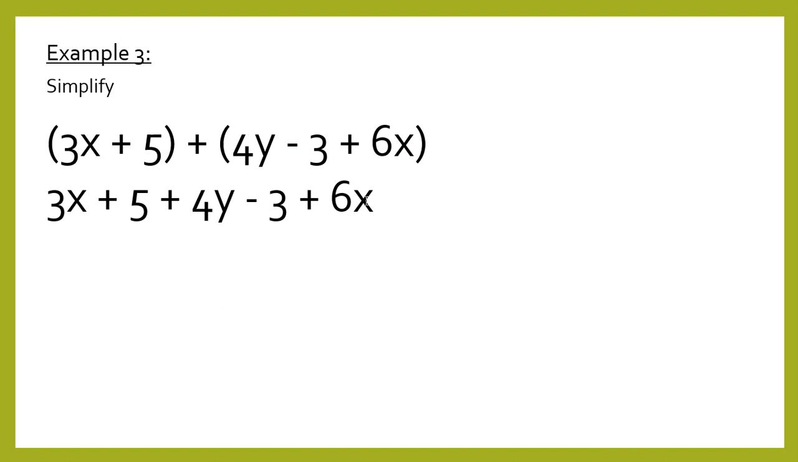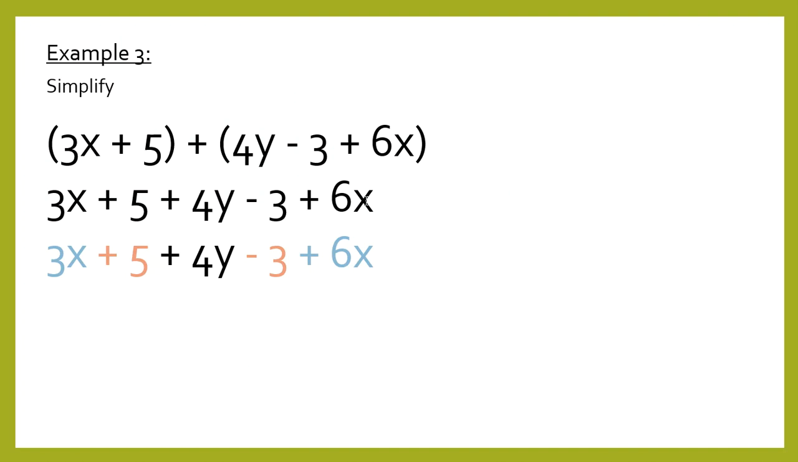I'm going to look for any like terms. So in this case, we have a 3x and a 6x. And we also have, in this case, a 5 and a minus 3. And those are like terms because they share the fact that they have no variable. So we're going to be able to combine those as well. And there's no like term with the 4y.